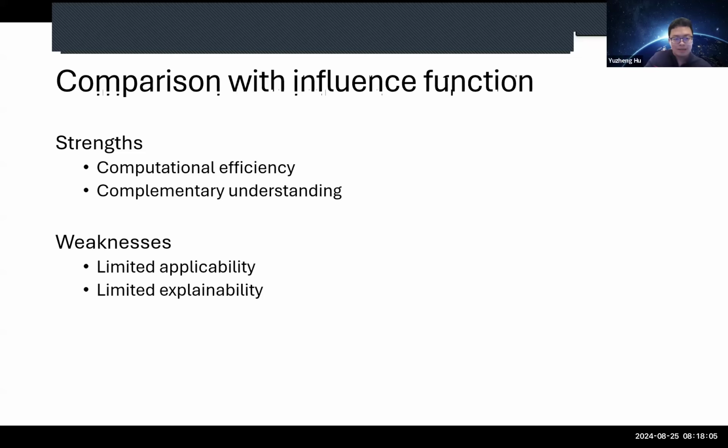Yeah, okay. So I think that's mostly for the first part, the representative point selection. Before moving to the second part, are there any questions from the audience? Yeah, if not, I can move on to the second part.